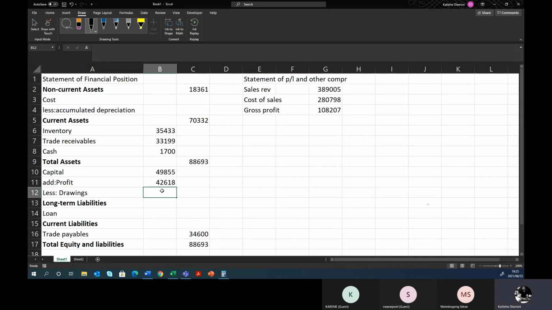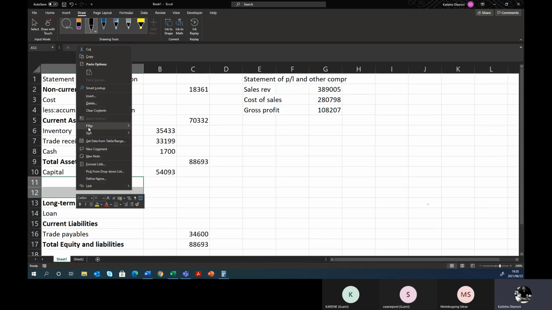And do I have drawings? Yes, I do. My drawings are 38,380. So obviously that plus this minus this will give me my actual capital. Instead of doing it like this, I would do it like this, but this is me being me. I'm going to add my profit of 42,618, subtract my drawings of 380, and I'm going to get the 5409. I'm going to remove this, and this.